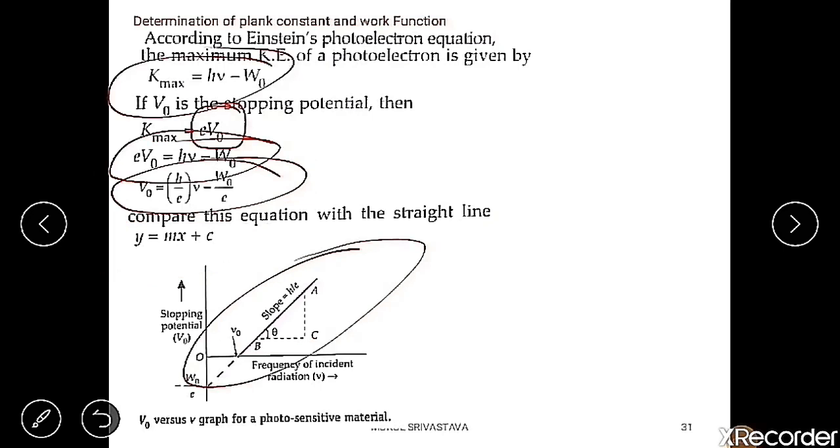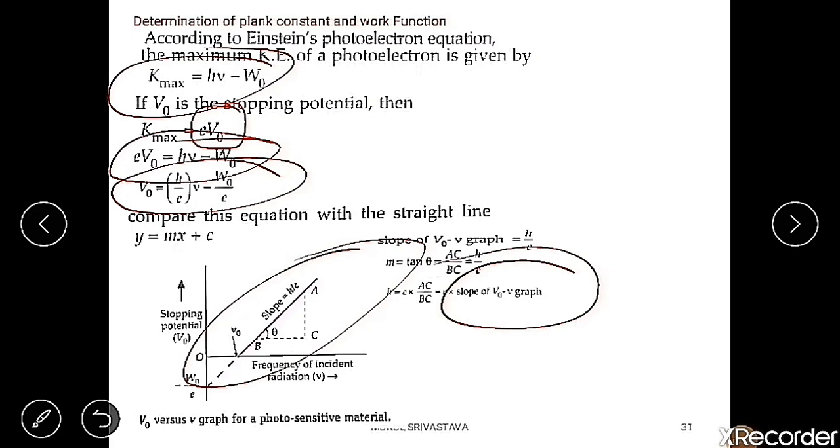In that case, m equals tan theta, and tan theta equals AC upon BC, which is further equal to h upon e, where h is the Planck constant here. Now in that case, h equals e into AC upon BC, and again it is equal to e into the slope of the V naught and nu graph. That is clear.